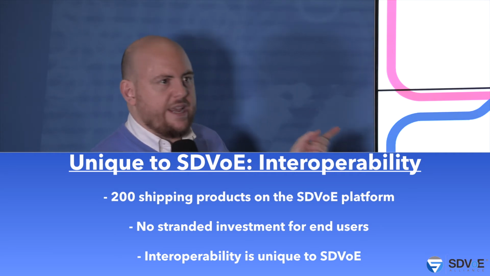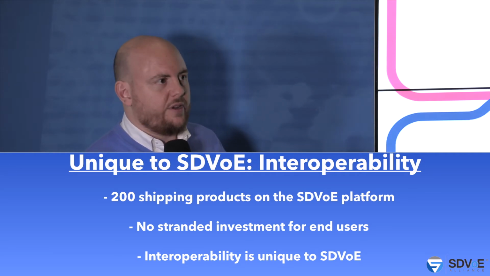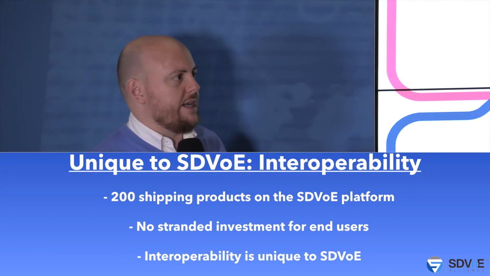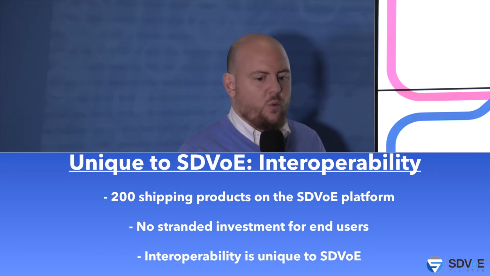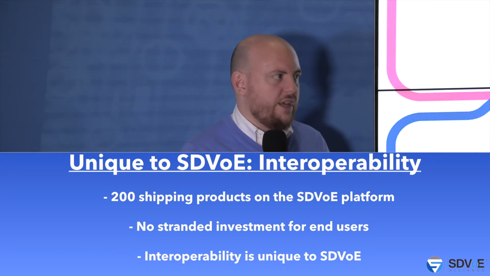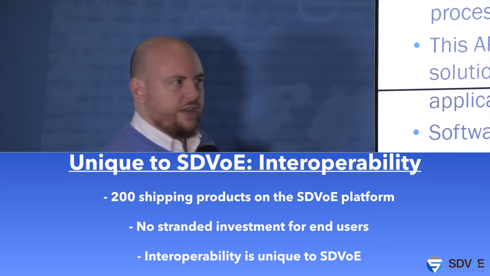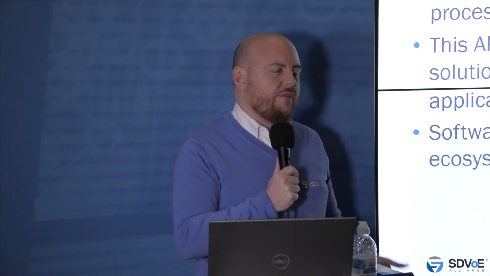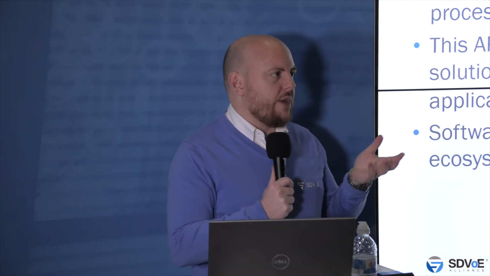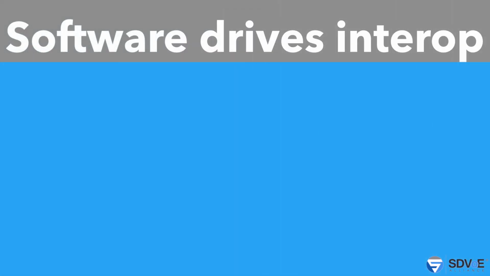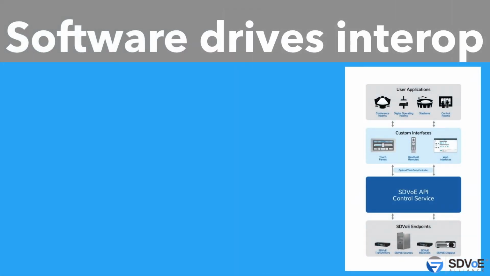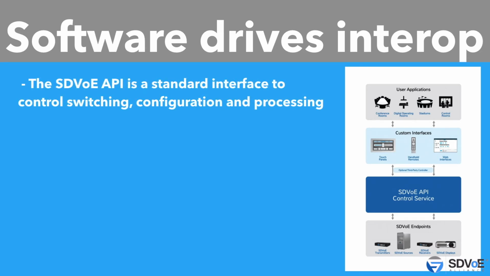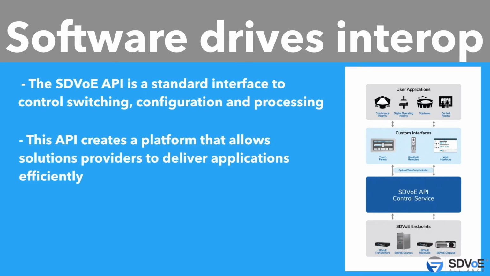Meanwhile, SDVoE already has over 200 shipping products that you can find in our online catalog, and every single one of those products is compatible with each other. How do we ensure that? Because SDVoE has defined the behavior of the system all the way up to our API layer. That's all the way at the top of the OSI stack, the application space. API is an application programming interface. What that means is it's simply a set of standardized commands that tell the SDVoE devices what to do.